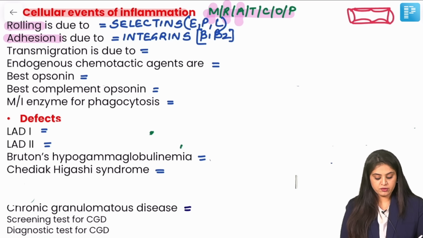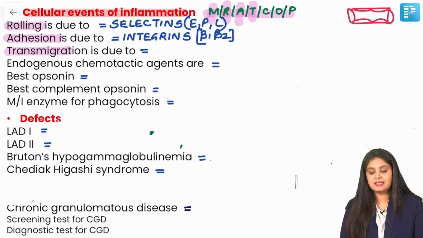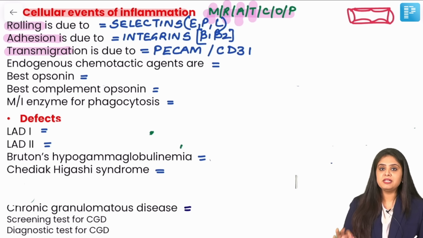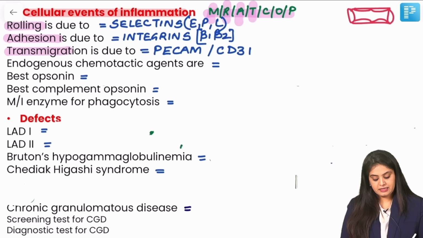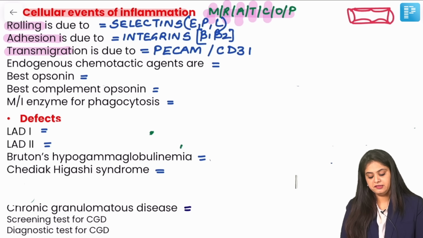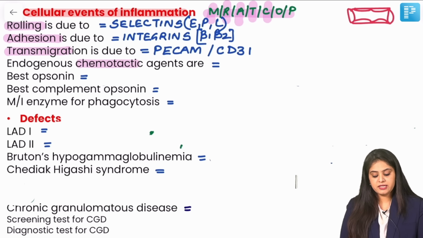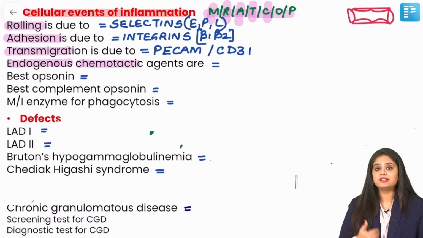The next step, of course, is referred to as transmigration, and this is like a 10 times PYQ. Transmigration is due to PECAM-1 or CD31. The next step that comes is chemotaxis. Chemotaxis means attraction of the cells, chemoattraction. And which are the endogenous chemotactic agents? The ones that we make.